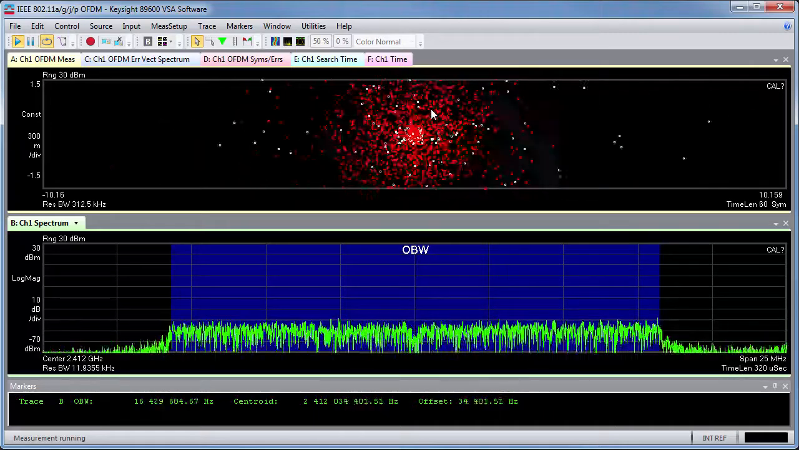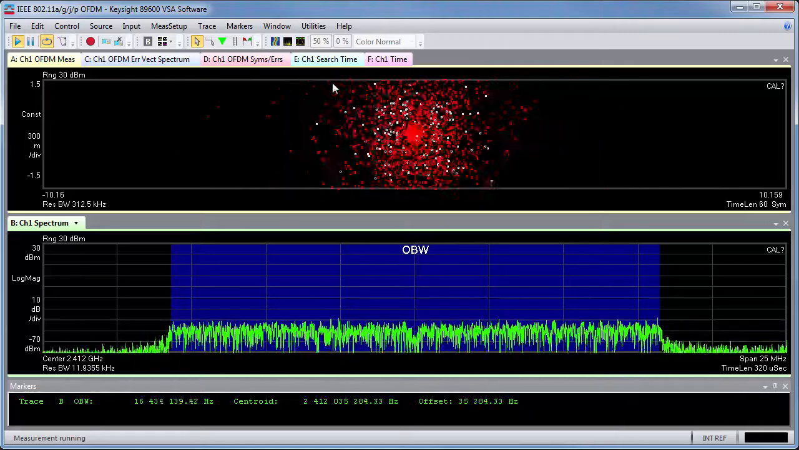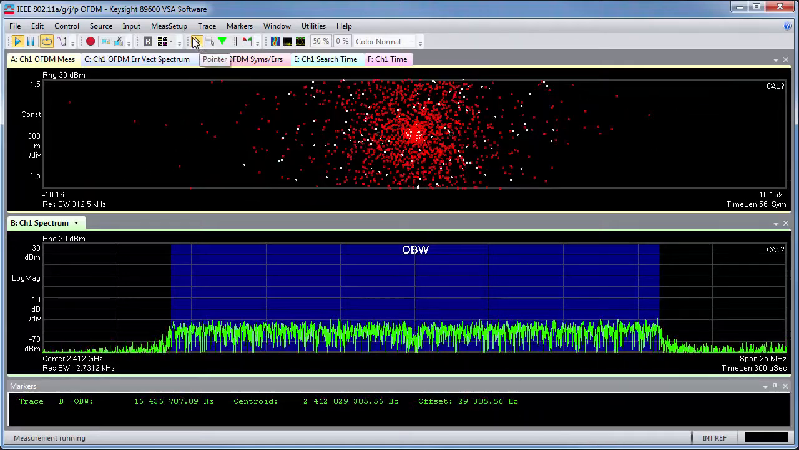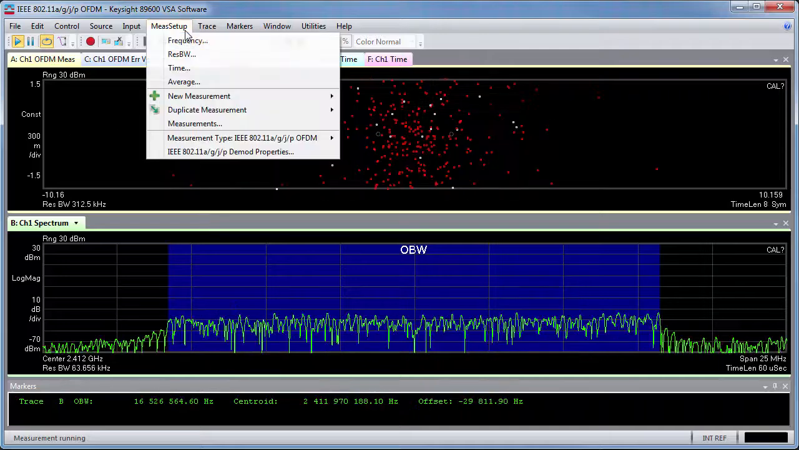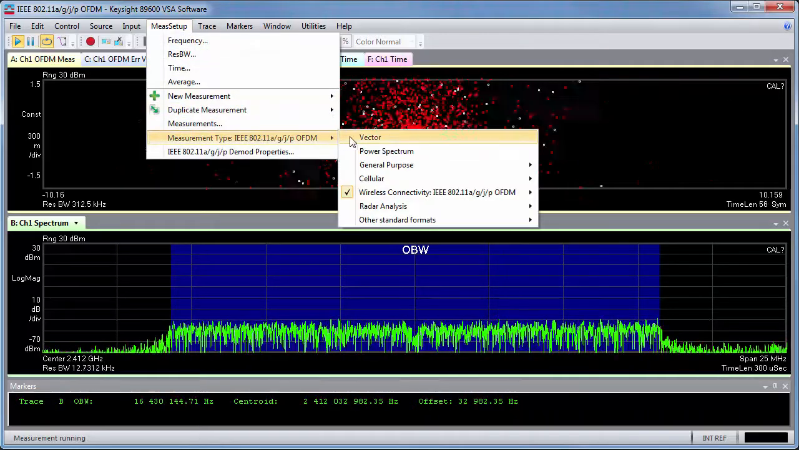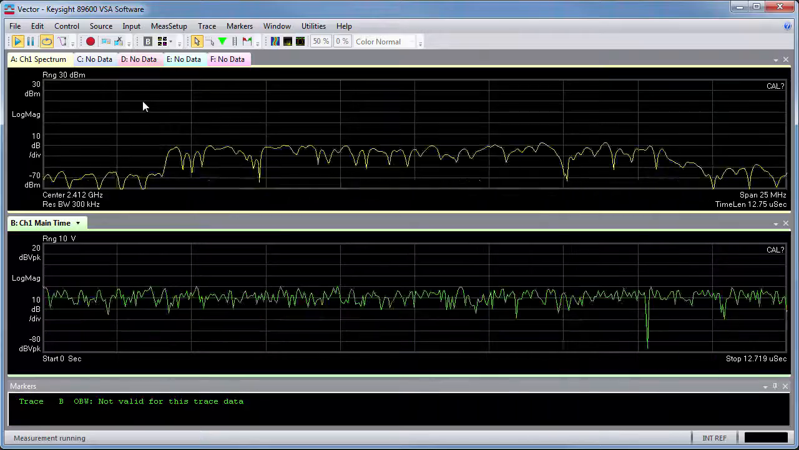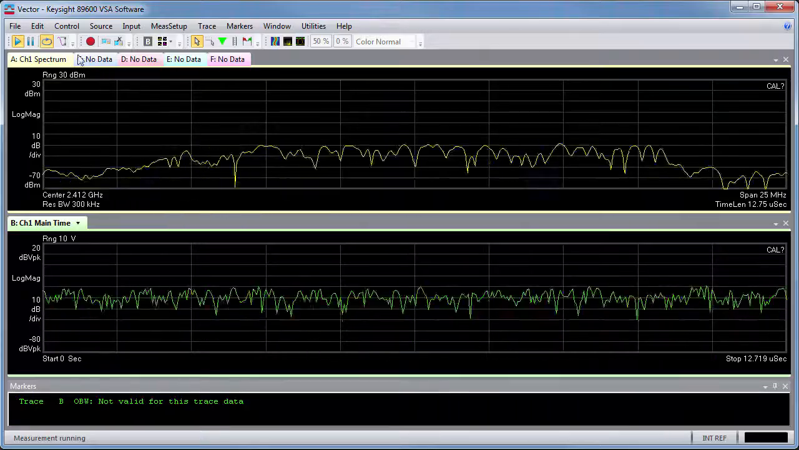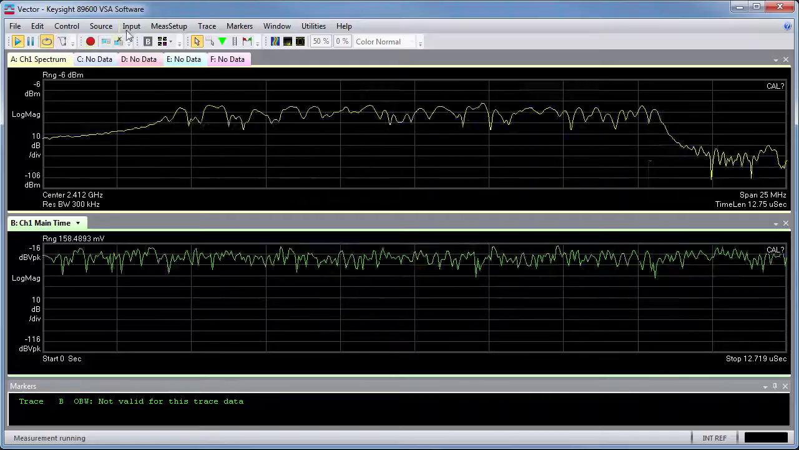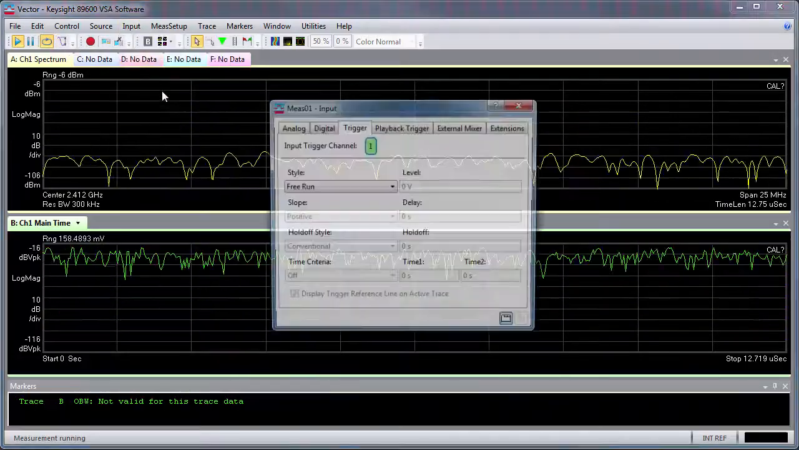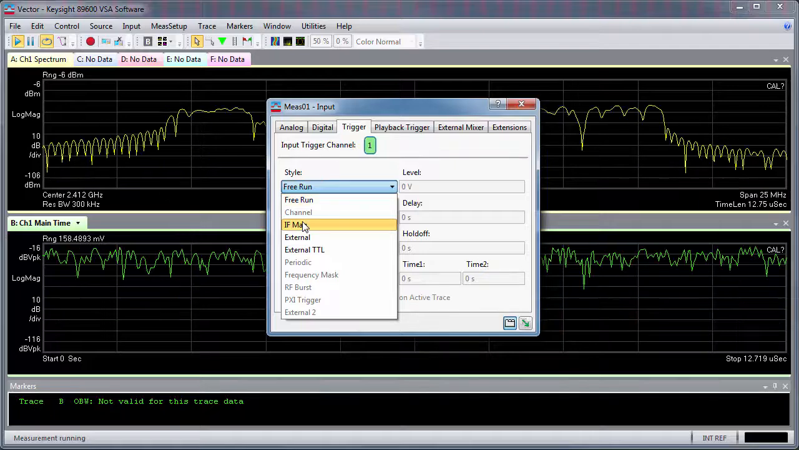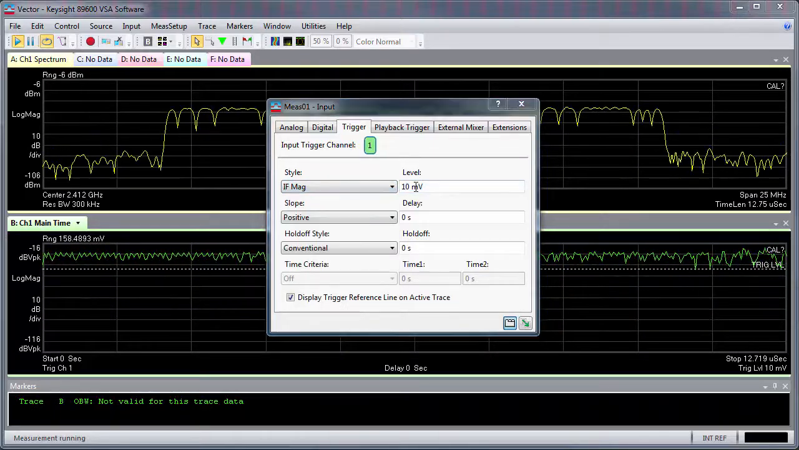The first thing we need to do is switch to vector mode. This enables us to look at the signal in the time domain. To do this, go to Measurement Setup, Measurement Type, Vector. Next, we need to adjust our settings so that we can see a good representation of the signal. Auto-range the signal. Adjust the trigger settings properly to be able to view a stable signal that's easy to read and interpret. These settings will vary depending on the signal.